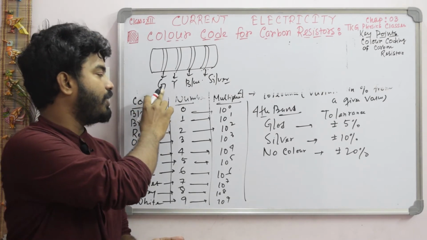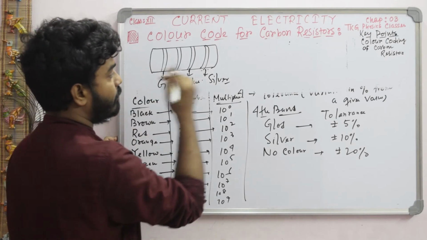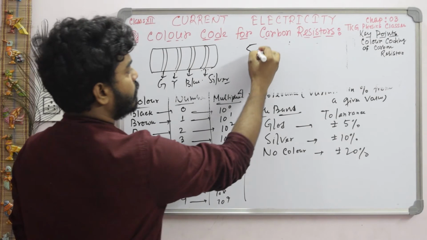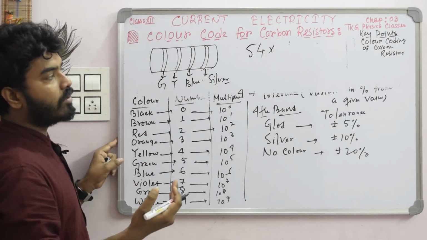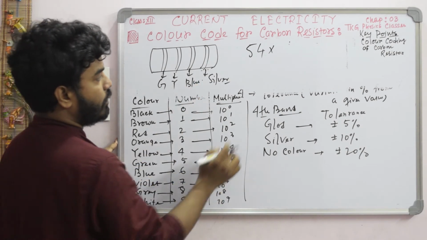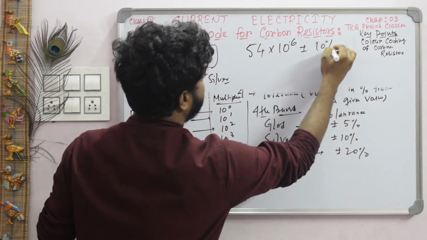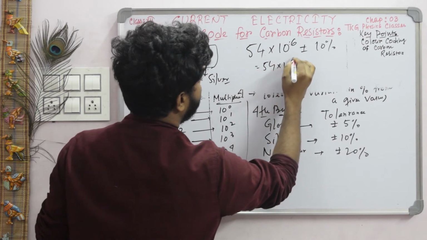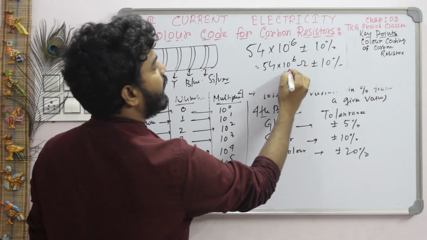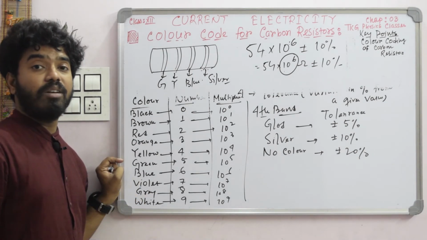So for the first, that means we have to use green. G for green, first one. The green value is 5. So there is 5. Now for the second, yellow, you know the value of yellow, that is 4. So this one becomes 4. Now for the third band you have to use multiplier. So the third band is blue, and for blue multiplier number 6, multiply 10 to the power 6, and plus minus, there is silver. Silver means 10% tolerance. So this value becomes 54 into 10 to the power 6 ohm plus minus 10% tolerance. You just check here, the magnitude value is 10 to the power 6. That means we can say this is mega ohm.